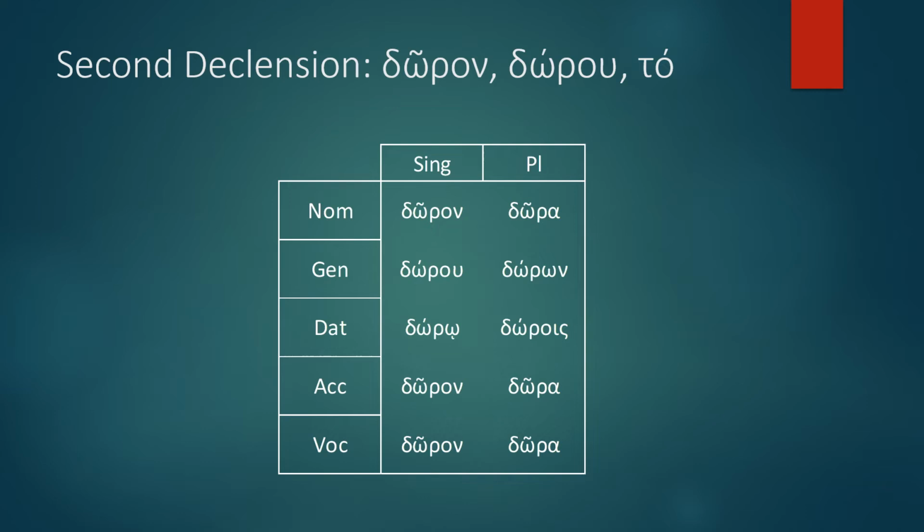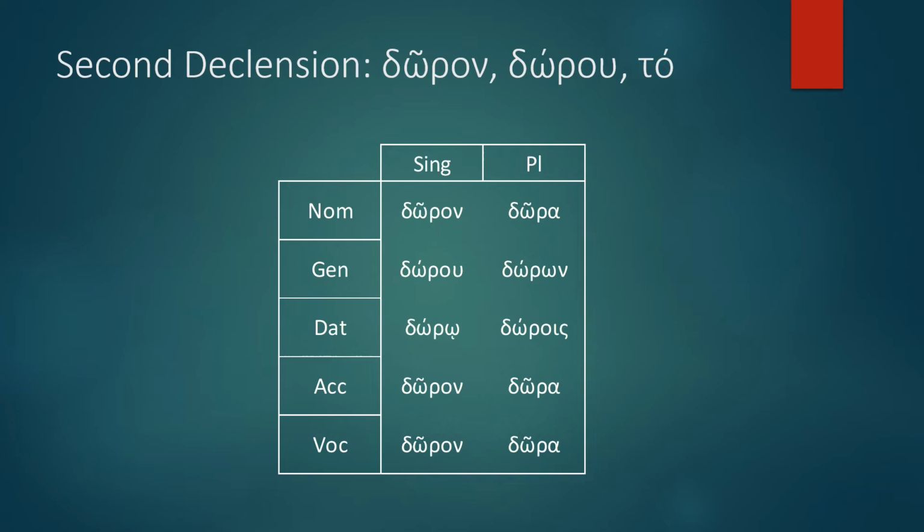Starting with a nominative singular, doron, doru, doro, doron, doron. Moving to the plural, dora, doron, dorois, dora, dora. We are following the normal Indo-European rule where nominative and accusatives will be the same for the singular and the plural.